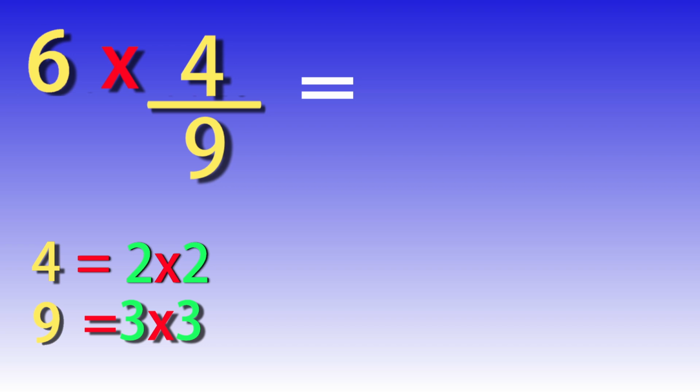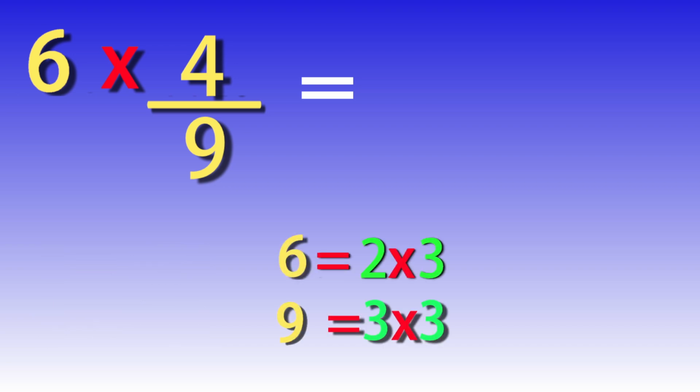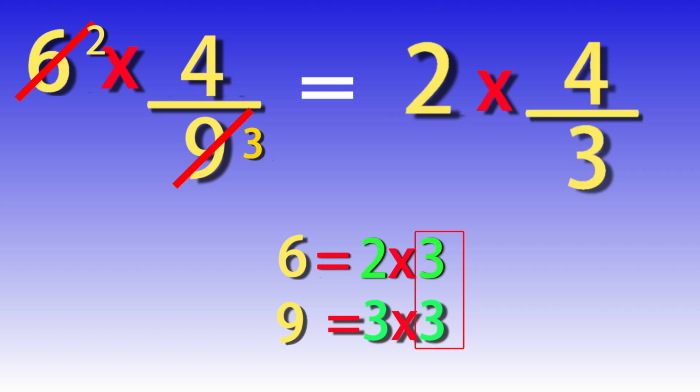Then in step 2, we see if the whole number and the denominator of the fraction share factors. Well, 6 and 9 share only one factor, and that is 3. So we can divide both the whole number 6 and the denominator of the fraction 9 by 3, making the whole number 2 and the denominator 3. Now we have an easier problem, 2 times 4 over 3.